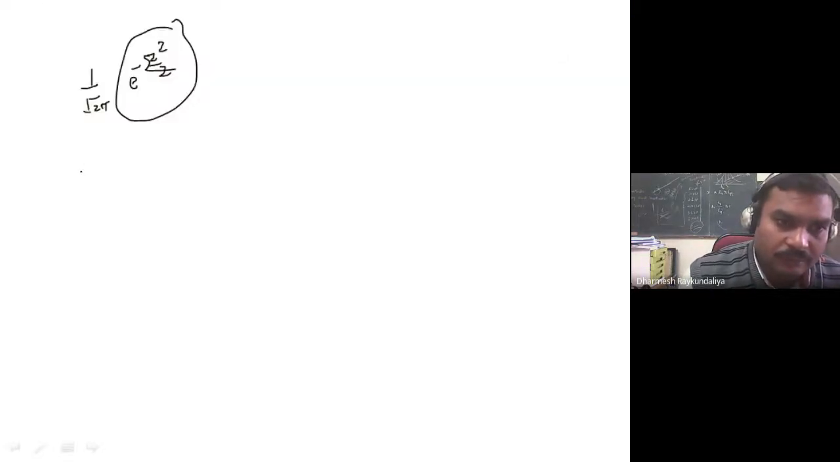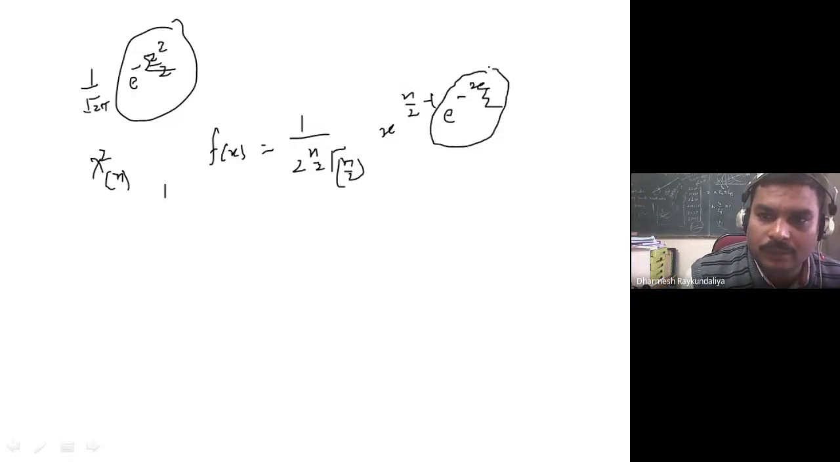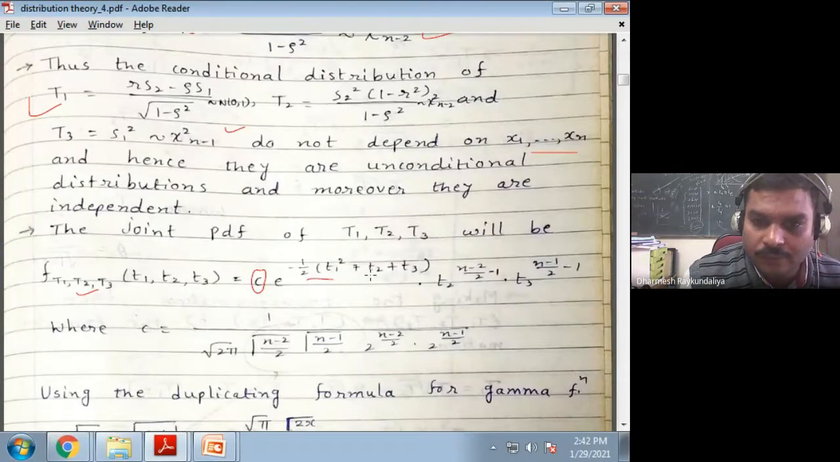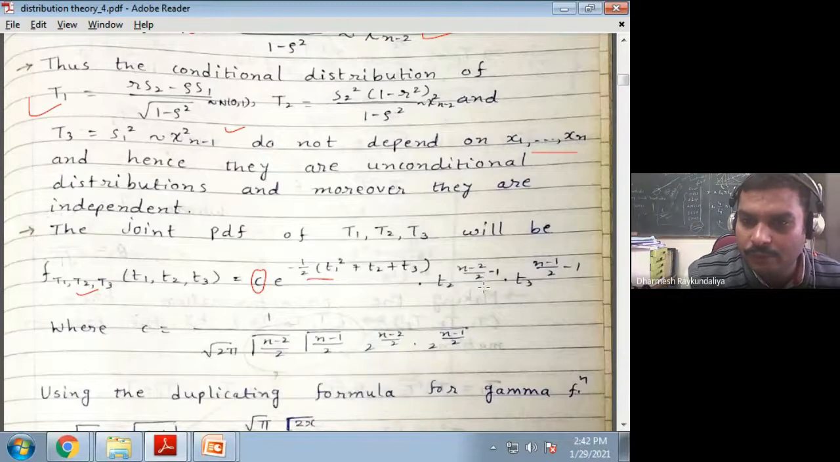If I am saying the chi-square distribution, write the PDF of chi-square n having n degrees of freedom. So what is that? Suppose you call it f, then it is 1 upon 2 raised to n by 2 gamma n by 2, x raised to n by 2 minus 1, e raised to minus x by 2. So here in our setup x is equal to t2. So it is e raised to minus t2 by 2, and t2 raised to, because degree of freedom is n minus 2, so it is n minus 2 by 2 minus 1.